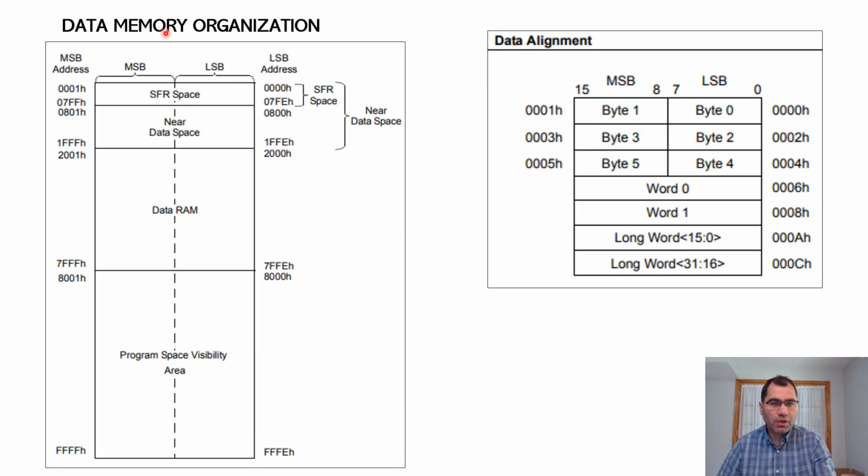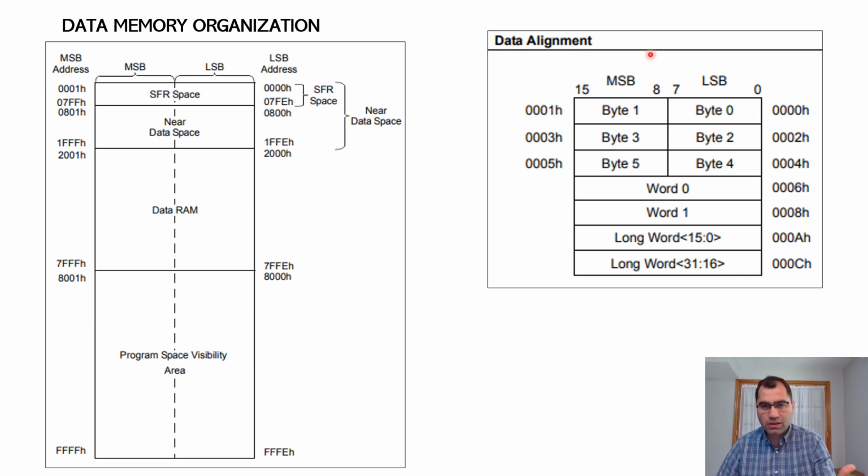Here we have the data memory organization figure for our microcontroller. These two figures are from the data sheet. On the top we have the SFR space, which stands for special function registers, and after that we have the near data space, which holds the variables and things like that, and then data RAM, and then the program space visibility area. Here you can store the values.